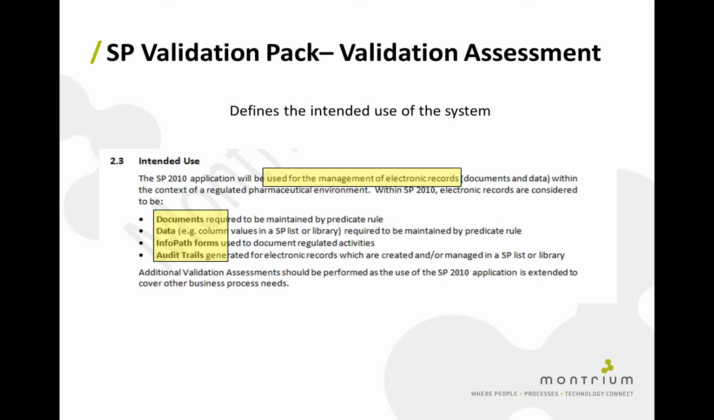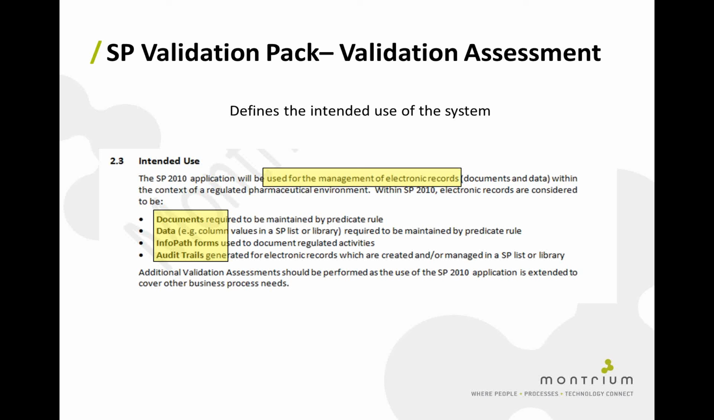So let's now go through some of the different documents that we produce, and we're going to be looking at a very specific environment of validation documents that have been produced for SharePoint 2010 within the context of 21 CFR Part 11 electronic records. Now, the first document that we typically produce is a validation assessment, and this is a very important document because it allows us to provide a clear rationale as to our validation approach and what exactly has to be validated based on the intended use of the system.